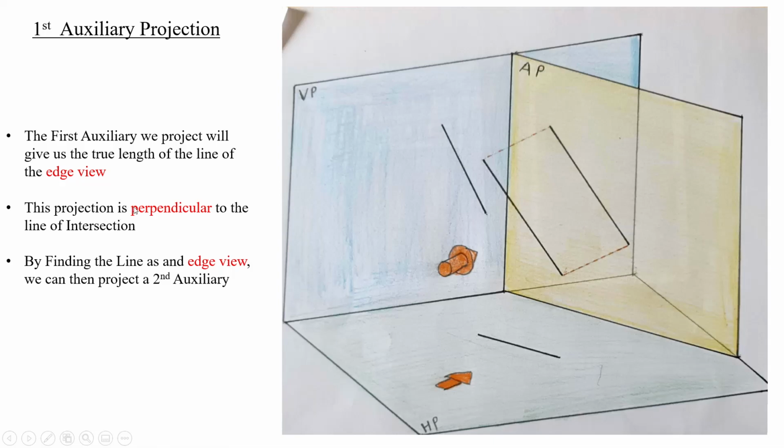This projection is perpendicular to the line of intersection. So the auxiliary plane that we've created, what we projected on, is going to be perpendicular to our line of intersection. By finding the line as an edge view, we could then project a second auxiliary. So in the first auxiliary projection, we projected perpendicular to our edge view, so our dashed red lines will be perpendicular to our true length.